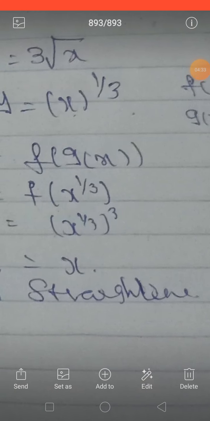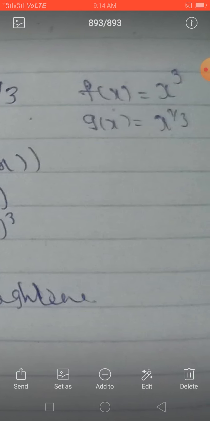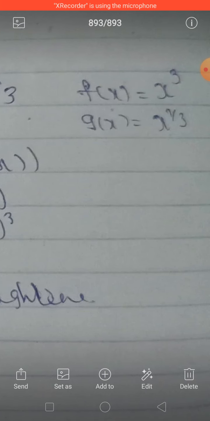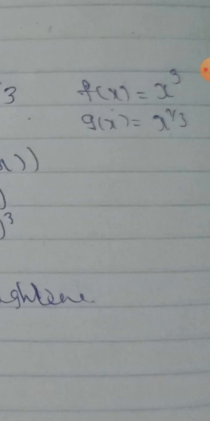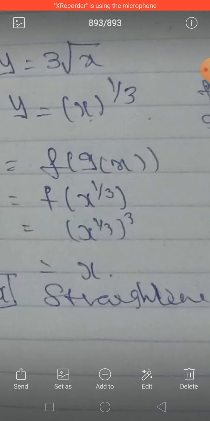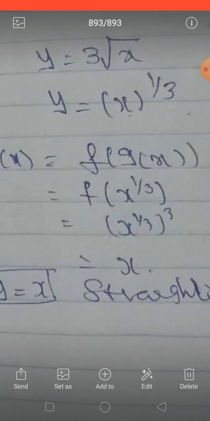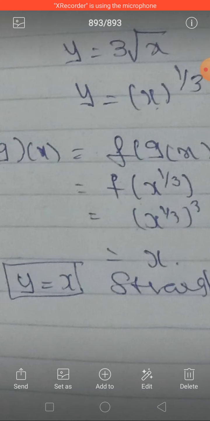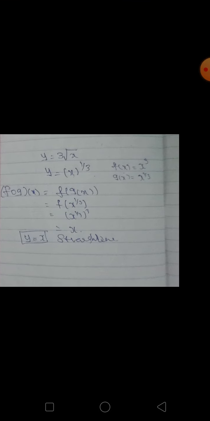Substitute. After that, f of x power 1 by 3, which means in the function f of x, substitute x power 1 by 3 in the place of x. So f of x value is x cube. So in the place of x, substitute x power 1 by 3. It will become x power 1 by 3 whole power 3. So 3 will cancel. So the answer is x. So y is equal to x. Y is equal to x means what? It's a straight line.